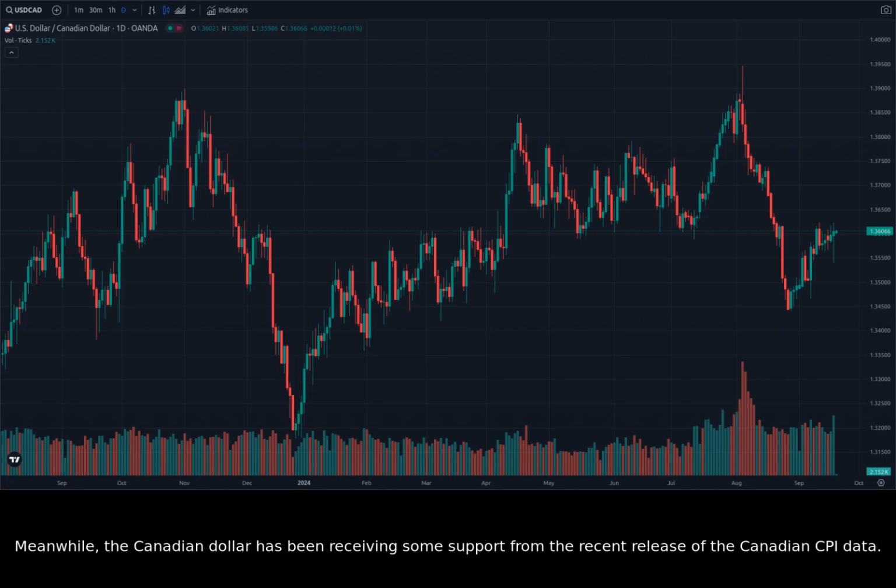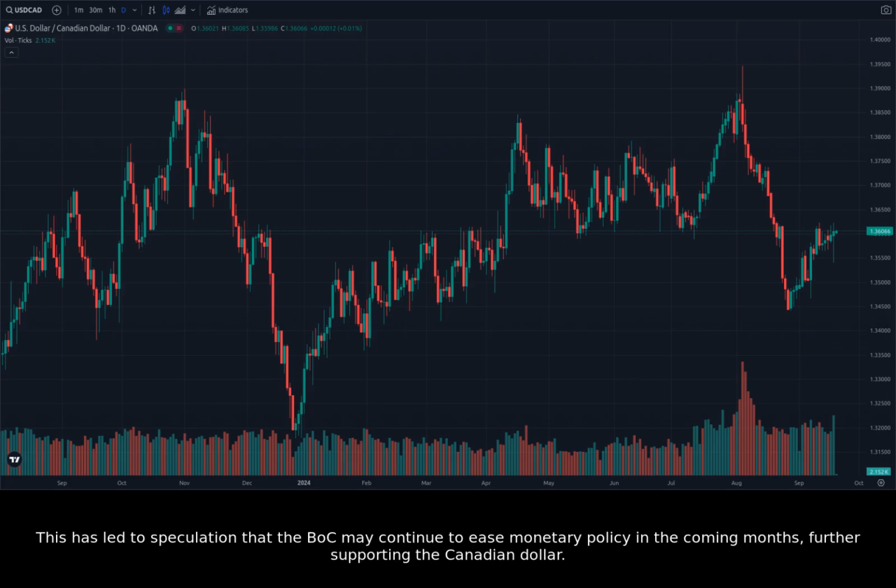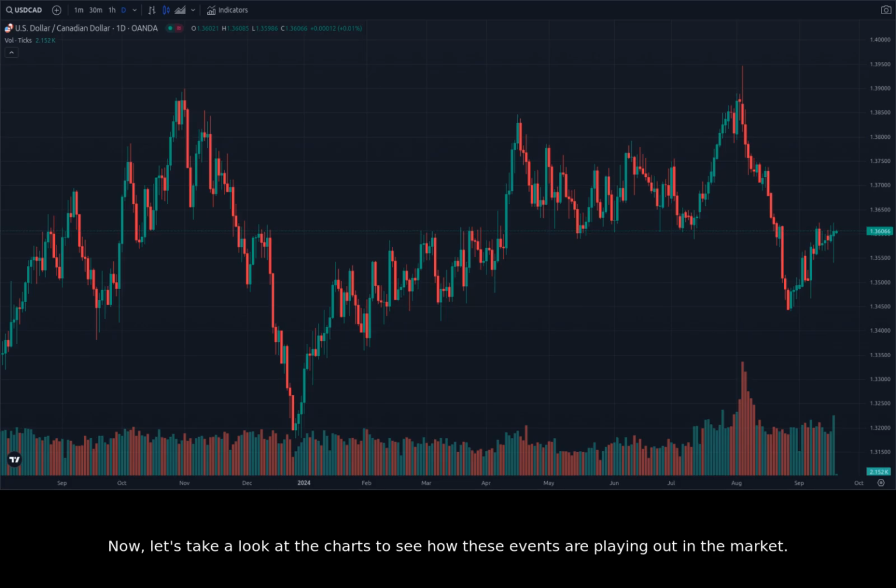Meanwhile, the Canadian dollar has been receiving some support from the recent release of the Canadian CPI data. The data showed that inflation is slowing in line with the Bank of Canada's forecasts. This has led to speculation that the BoC may continue to ease monetary policy in the coming months, further supporting the Canadian dollar. Now, let's take a look at the charts to see how these events are playing out in the market.